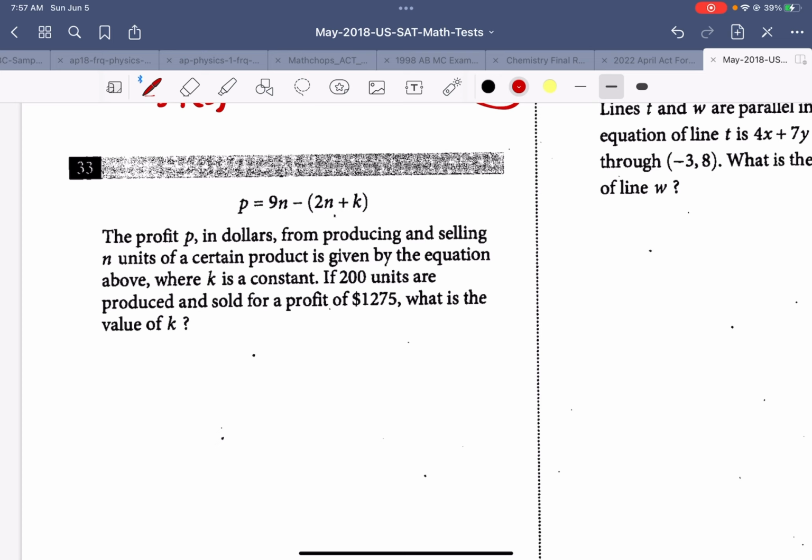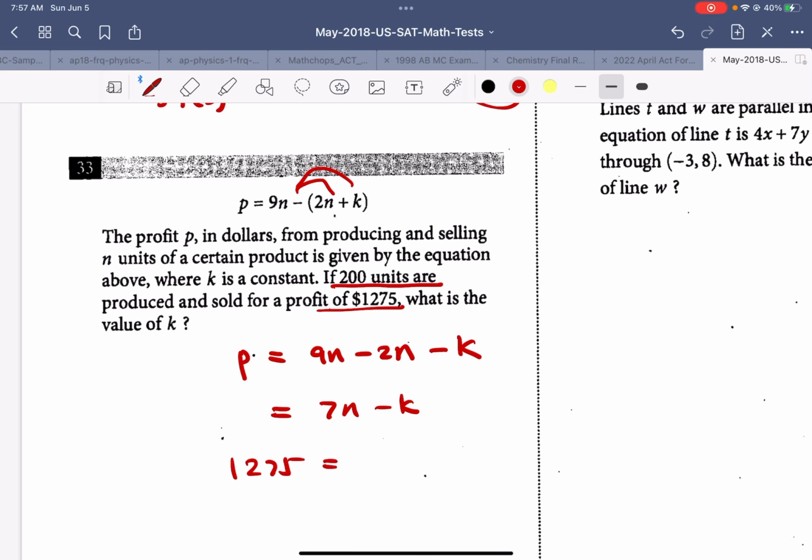So first of all, let's simplify the equation. P equals 9n minus 2n, when you distribute the negative sign, minus K. So P is 7n minus K. So now you can use that information here. They give a profit of 1,275 for 200 units. So 7 times 200 minus K.